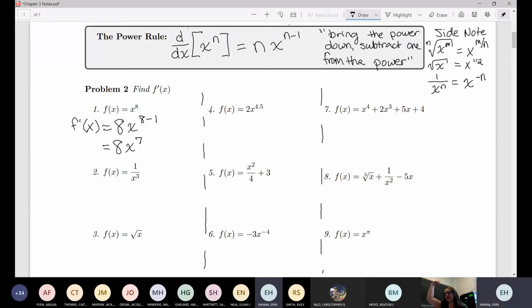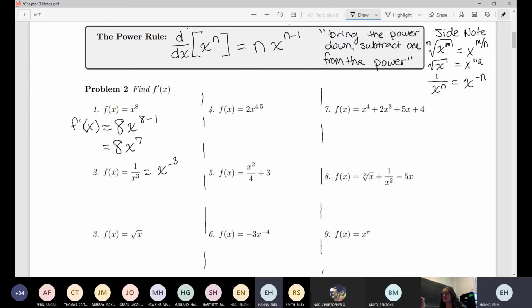So now I'm going to go down, in the correct order this time. For the next one, the first thing we need to do, or should do, is get it into this form. We have x to a power. We have 1 over x to a power. So we can't use the power rule yet. We need to use one of those side note things that I noted. So this would be equivalent to x to the negative 3rd.